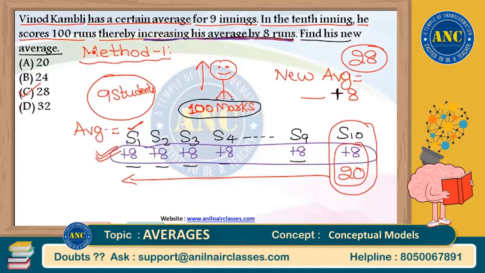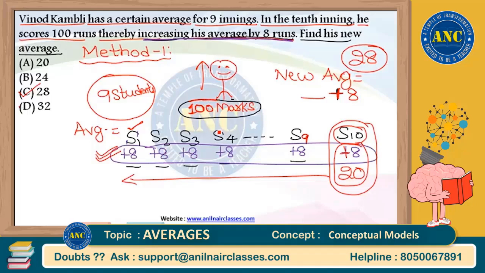The new person, the 10th person, is bringing 100 rupees extra inside the class. That means the average increases by 8 rupees. I am repeating once again, Divya: average increases by 8 rupees means all the 9 people will get 8 rupees extra. The 10th person also will have 8 rupees extra.